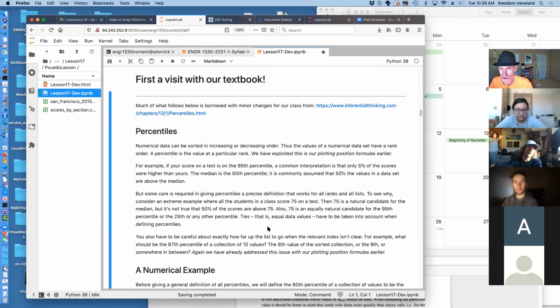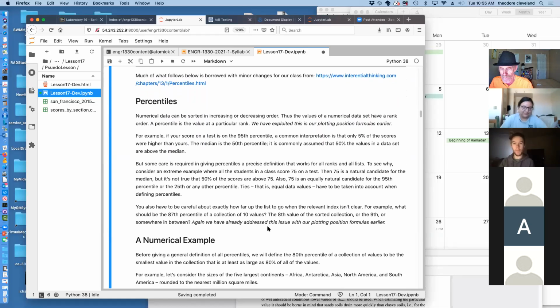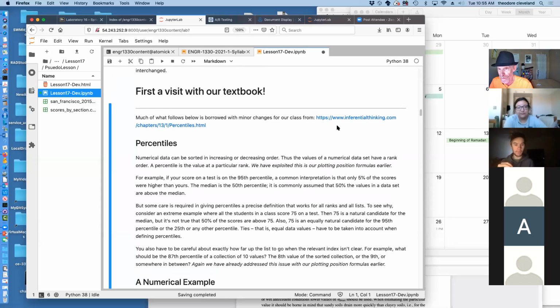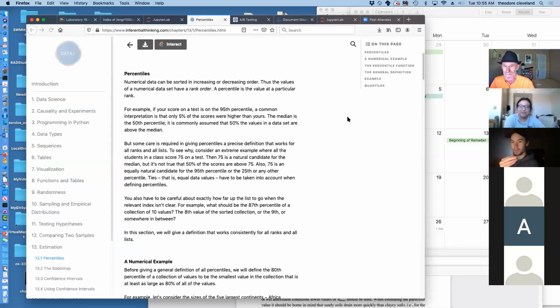So let's look at some things that are relevant for interval estimates. We're actually going to run through an example. But first, let's visit our textbook. You know the textbook, inferentialthinking.com. Oh yeah, I read that thing a lot. Yeah, I thought so. How many people have been there today? Everybody, because we're here right now.